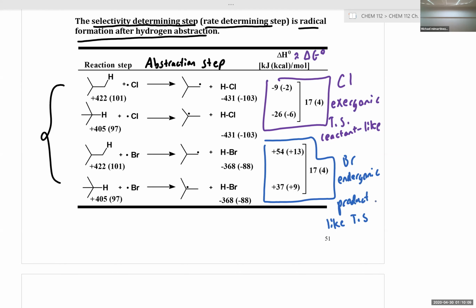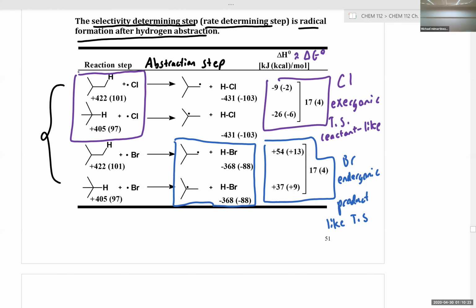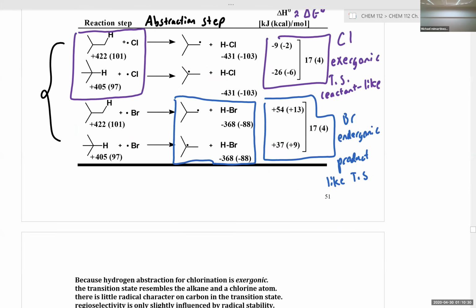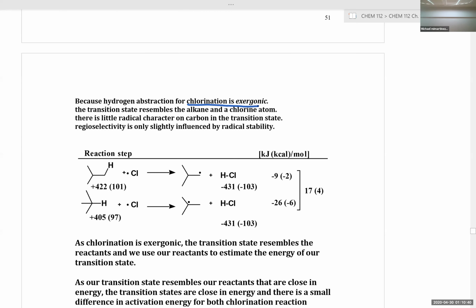So now let's look and see what happens. So for bromination, we're looking at our products. For chlorination, we're looking at our relative energies of our reactants. Okay, so already there's a huge difference between these two supposedly very similar mechanisms. Okay, so let's start with chlorination. So hydrogen abstraction for chlorination is exergonic. So the transition state resembles the alkane and chlorine atom. Okay, so there's little radical character on the carbon in the transition state. And the regioselectivity is only slightly influenced by radical stability.